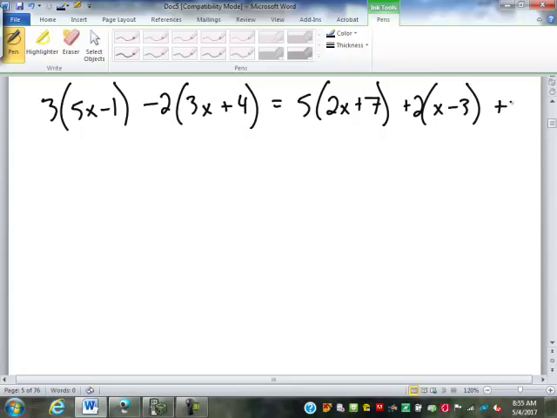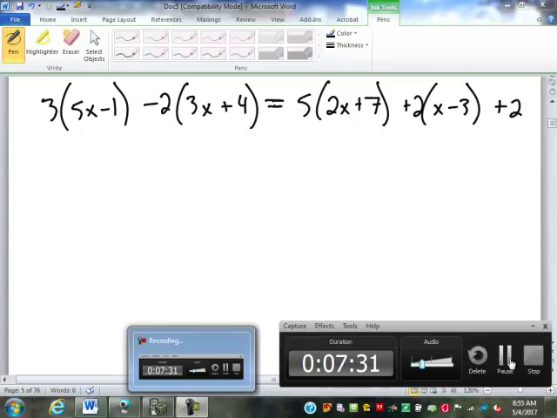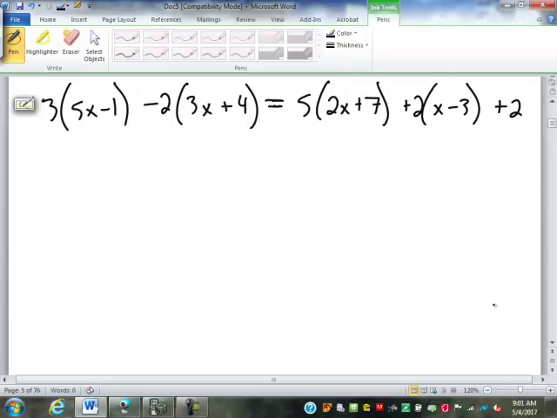One for you guys to try in your notes. Okay, so where do we start? Distribute. 3 times 5x, 15x minus 3. 3 times negative 1 is negative 3. Yep. Next. Distribute negative 2. Negative 2 times 3x is negative 6x. Negative 2 times 4 is negative 8.